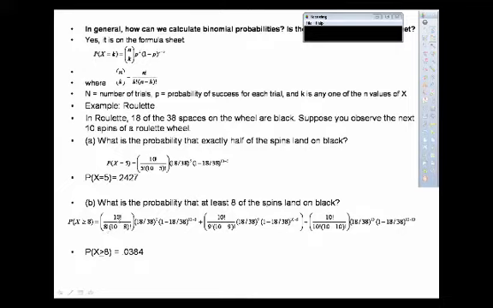Anyhow, when we put those all in, remember that that 10 is the number of spins, 8 is the number that land on black, and then that 18 over 38 is our probability. So we add them all up, since it's this or this or this, and when we're done, we get the probability that x is at least 8 is 0.0384. All right?